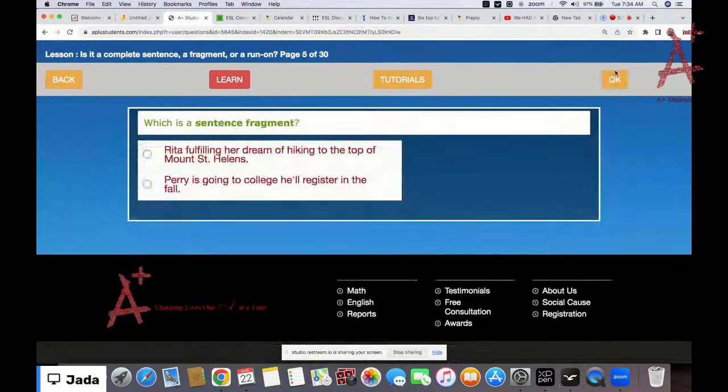Rita fulfilling her dream of hiking to the top of Mount St. Helens. Perry is going to college. He will register in the fall. So now, Rita, it's a sentence fragment. This one, Perry is going to college, is a run-on. Okay? So you should be able to do both of them.